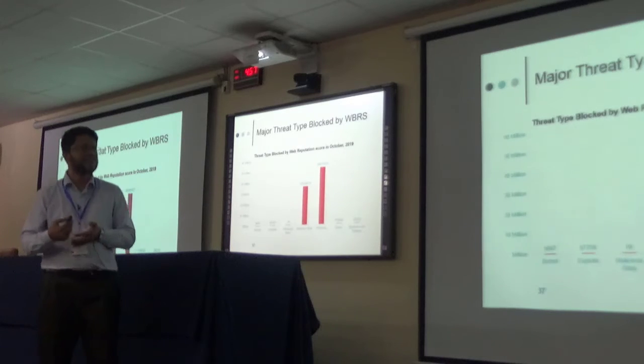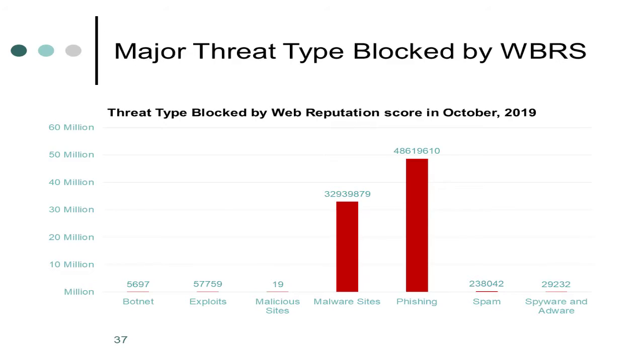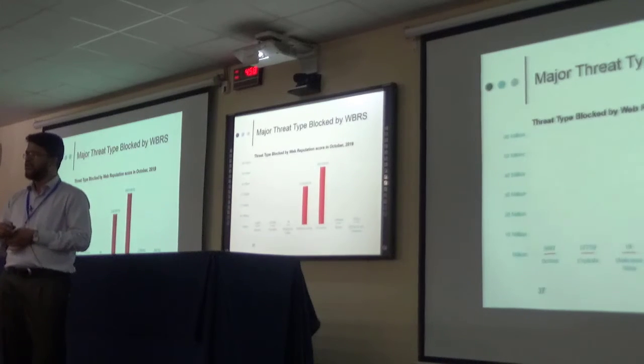If you look at this, clearly the majority of our attacks come from malware sites and also the phishing attacks. So these are our majority attacks, and we see some other attacks as well. In terms of botnet, we see very few, only 5,600 attempts of botnet.